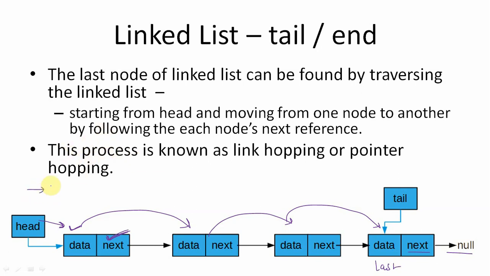If there are n nodes in the linked list, then this process will involve n operations, and the complexity of this process will become O of n. Any time you want to identify the last node, you have to go through an algorithm which is O of n. That's why we keep a reference to the tail, to improve the operational efficiency.